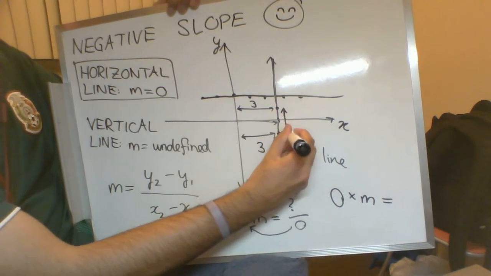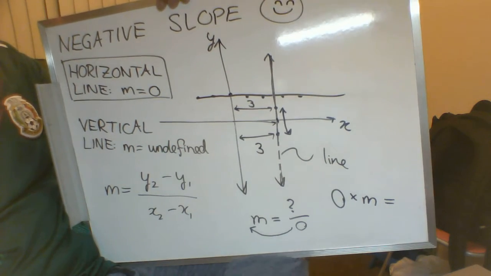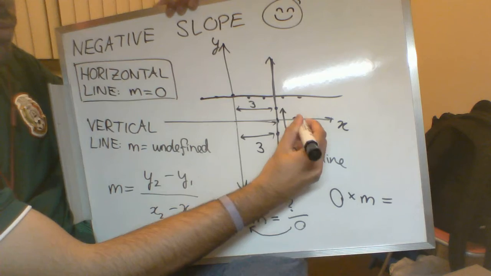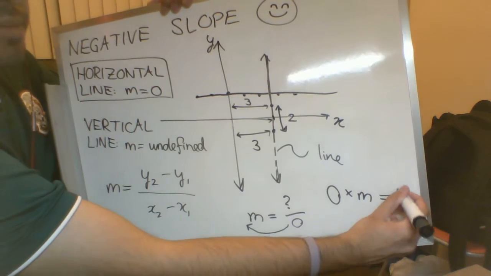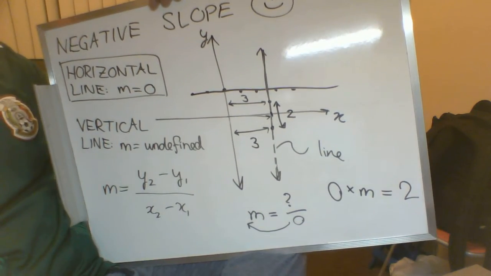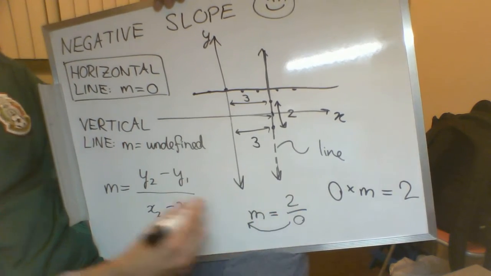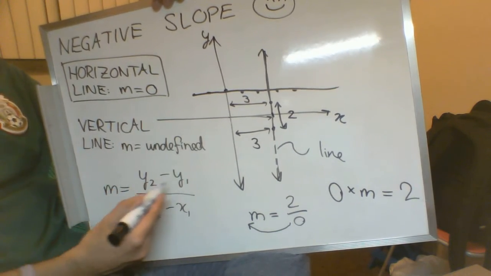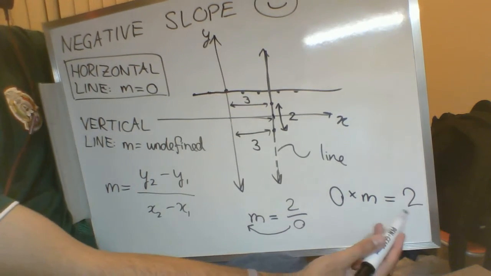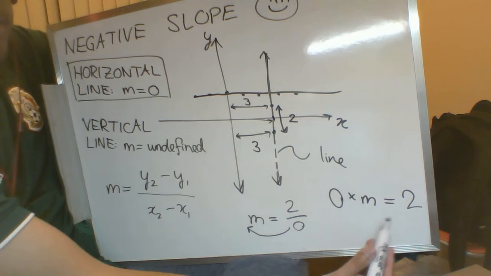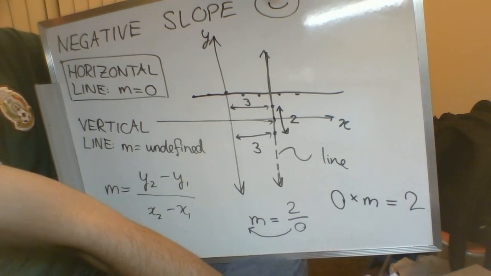So if the difference between those two y values is, let's say, 2, then we would have 0 times m is equal to 2, for example, right? So 2 would be our change in the y-coordinates. So these 2 points right here would be some number that's not 0. So 0 times m is equal to some number that's not 0.